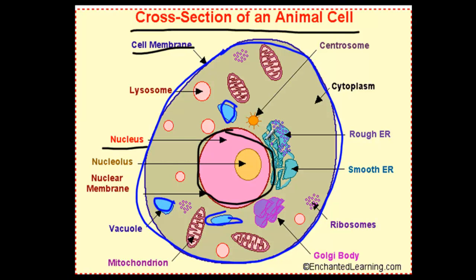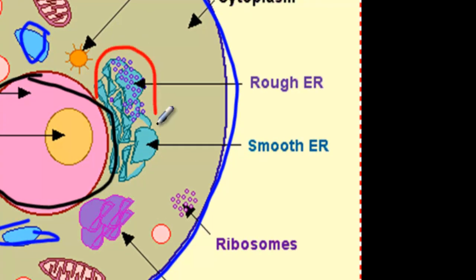Now, connected to the nucleus, we've got the endoplasmic reticulum. Now, that's here. On it, we can see some ribosomes, the dots there. Now, the endoplasmic reticulum, in conjunction with the nucleus, produces proteins. It can also fold and transport these proteins.